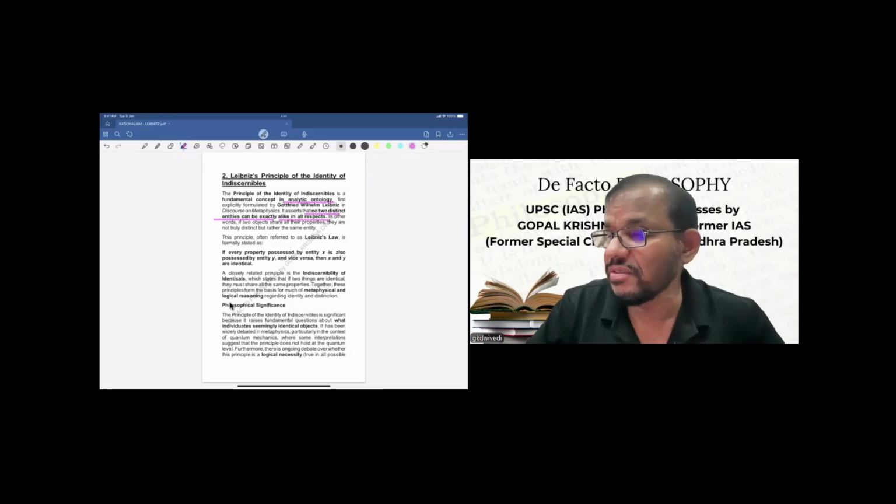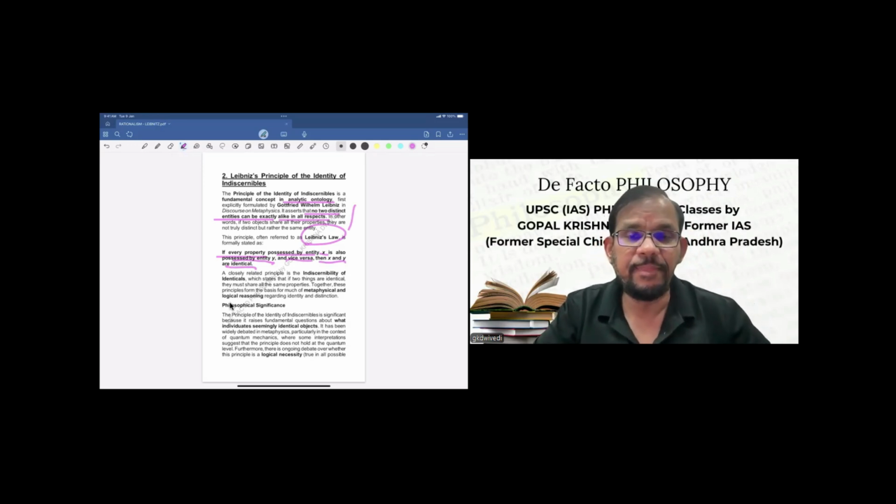Note, this is what Leibniz's law is. If every property possessed by entity X is also possessed by entity Y and vice versa, then X and Y are identical. That is, X and Y are the same entity. This is basically Leibniz's law, and this is called the principle of identity of indiscernibles. So, what is its philosophical significance?